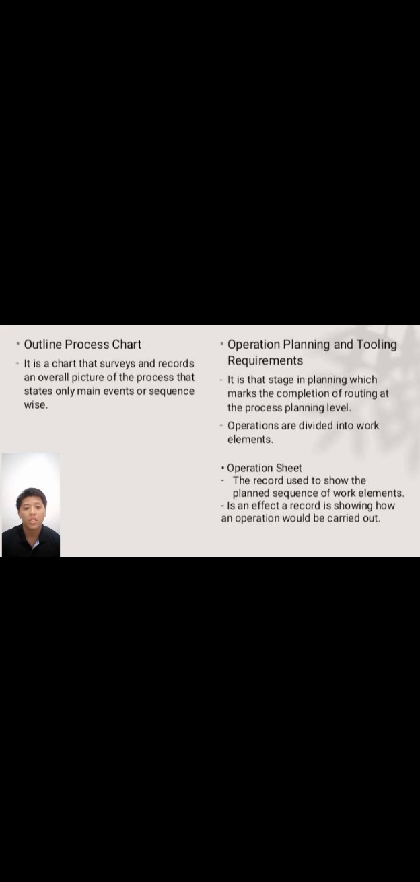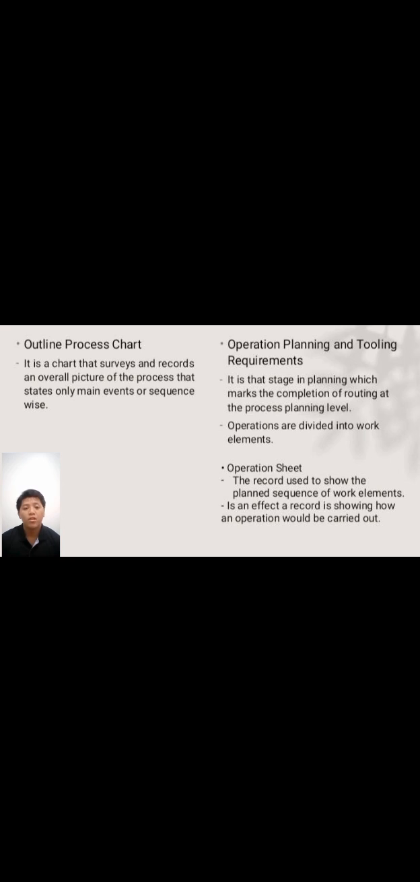Operation planning and tooling requirements. Operation planning involves coordinating activities, resources, and processes to achieve specific goals efficiently. Tooling requirements refer to the tools and equipment necessary for executing those operations effectively. Together, they ensure a systematic approach to achieving objectives while considering the essential tools and resources needed for success.